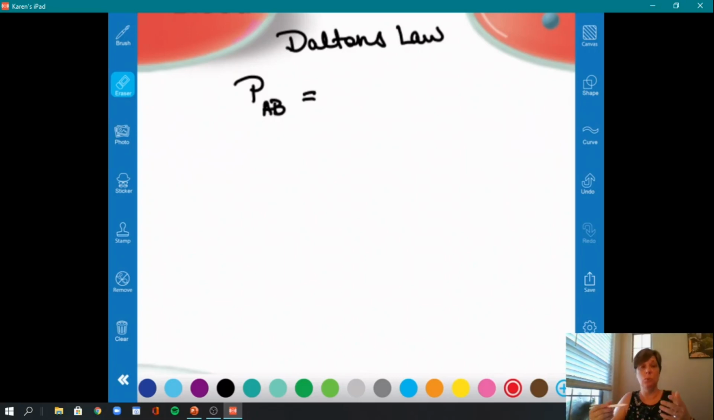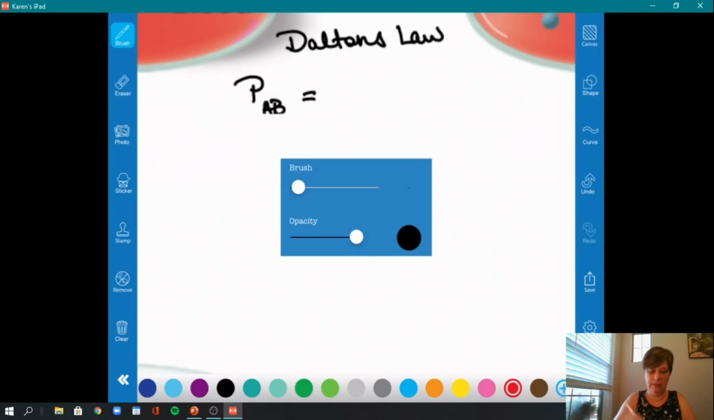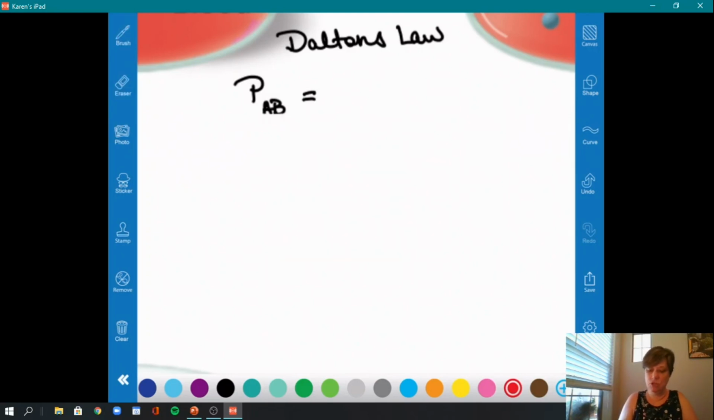All right, so today we're going to look at a couple more physics laws that are going to help us understand respiration. The first of these laws is Dalton's law. Dalton's law basically says if you take a gas that's made up of multiple elements, so for example, let's take gas AB. So we have gas AB here, and P equals pressure.